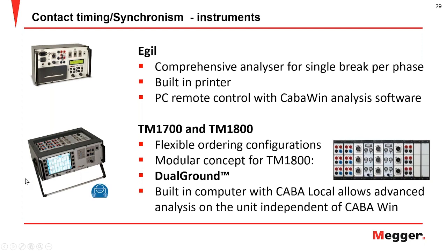The TM1700 and 1800 have a built-in computer, and they use the local CABA version of the software, which allows on-site advanced analysis independent of the CABA win. You can still transfer the results from the TM1800, TM1700 to your computer and continue to do further analysis if that is required.